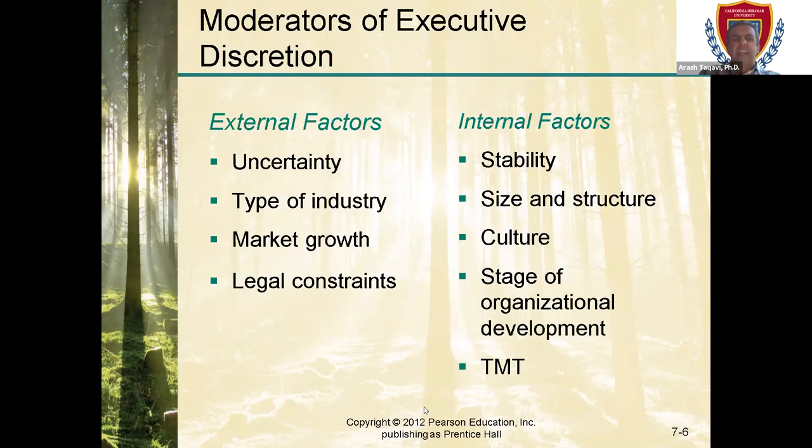For example, it is a legal constraint, or some legal constraint for environment, some legal constraint for insurance, some legal constraint for the tax, or for distribution, or for packing, or for quality control. For example, quality control in the car industry, the automobile industry, is very important. Why? Because if there is no good quality control, a lot of people can be killed during car crashes or car accidents. These are the legal constraints as external moderators of executive discretion.